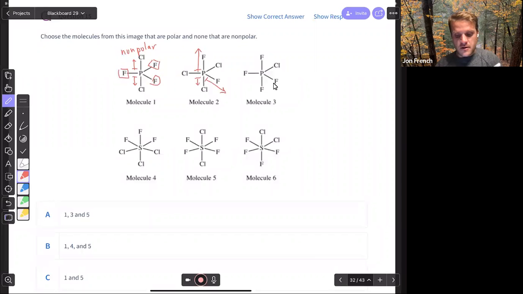And we see the same thing here because that equatorial fluorine is not paired with another fluorine, it's paired with chlorine. It wins that battle, so that makes that molecule polar. We would see the same thing here because we don't have that symmetry. Again, these two equatorial fluorines are going to outcompete the chlorine, and that would make this molecule polar as well.